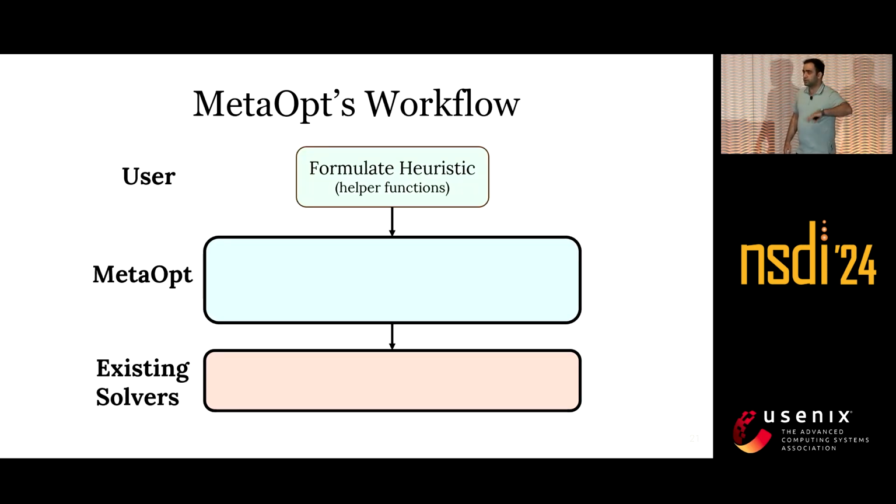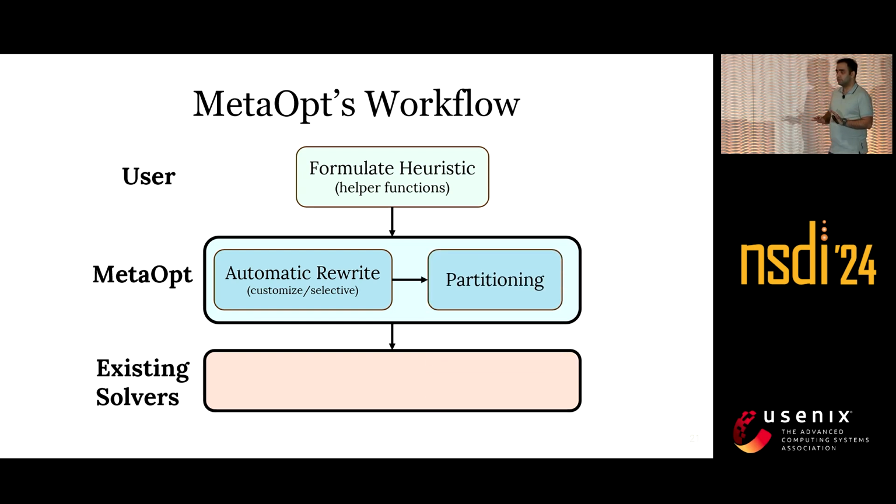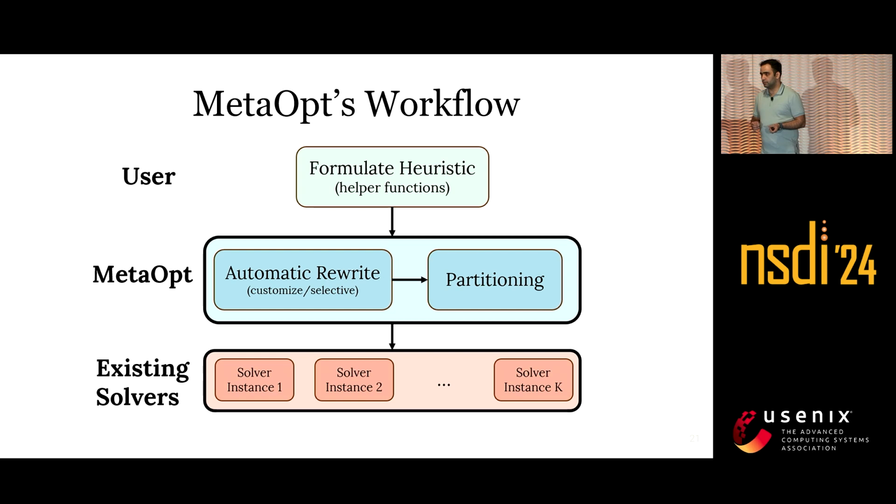So the high-level workflow looks like the following. Users formulate the heuristic as an optimization. For this, we have a set of helper functions to simplify the process. Then MetaOpt models this as a bi-level optimization and automatically rewrites it into a single level that solvers can support. For the rewrite, we use customized and selective rewrites if necessary to make sure the process is efficient. Then we partition it into smaller subproblems that we can solve faster and offload to multiple instances of existing solvers to run in parallel. MetaOpt is not limited to a specific solver. We currently support both Gurobi, a commodity solver, and Z3, an SMT solver.